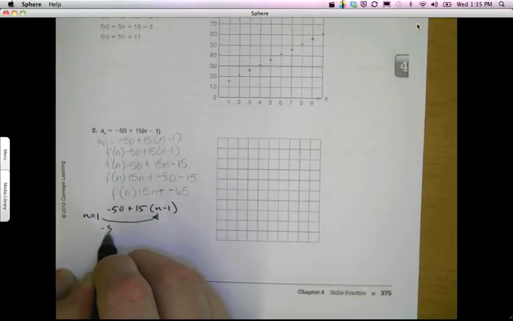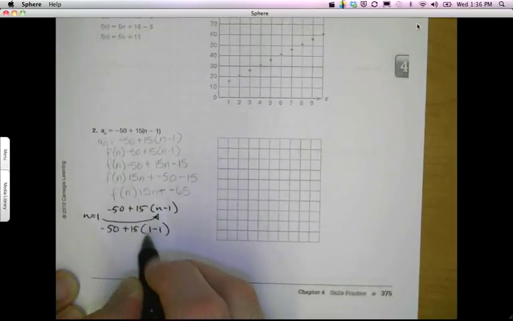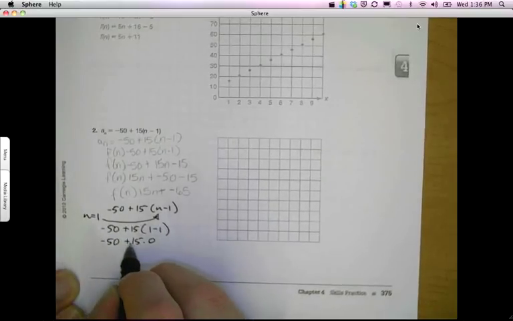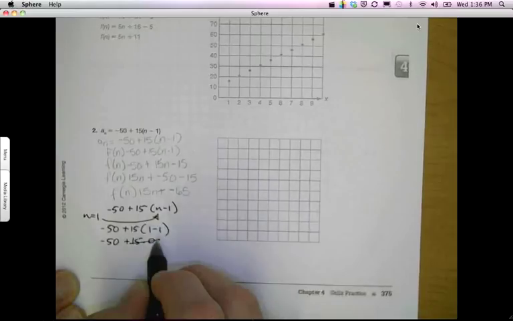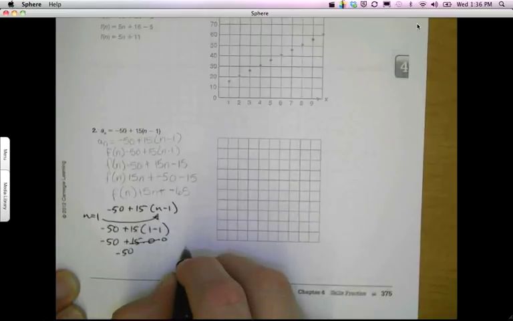So negative 50 plus 15 times 1 minus 1. I do my parentheses first, so 1 minus 1 is what? 0. So this is 15 times 0. Then I do my multiplication next, which 15 times 0 is just 0, so these are gone. And what I end up with is 50 as my starting term. So my first term is negative 50.